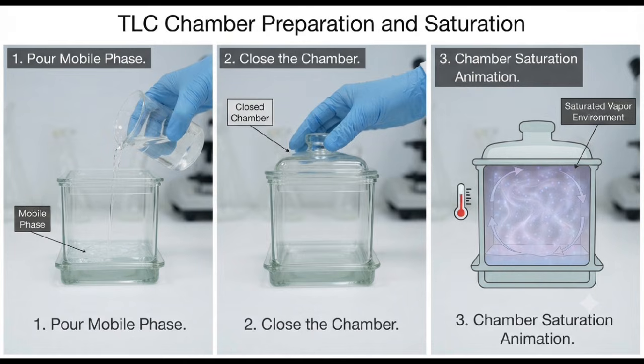Preparation of developing chamber. First, the developing chamber is prepared by adding an appropriate mobile phase. The chamber is then closed to allow the atmosphere inside the chamber to become saturated with solvent vapors. Proper chamber saturation helps provide consistent chromatographic development.